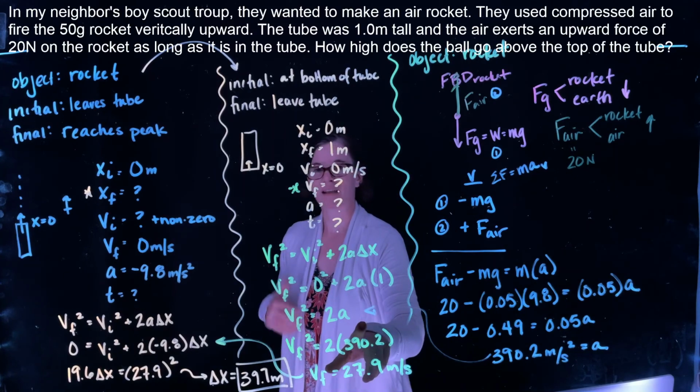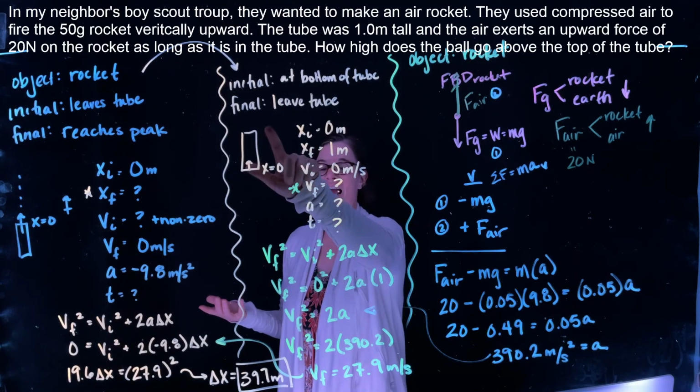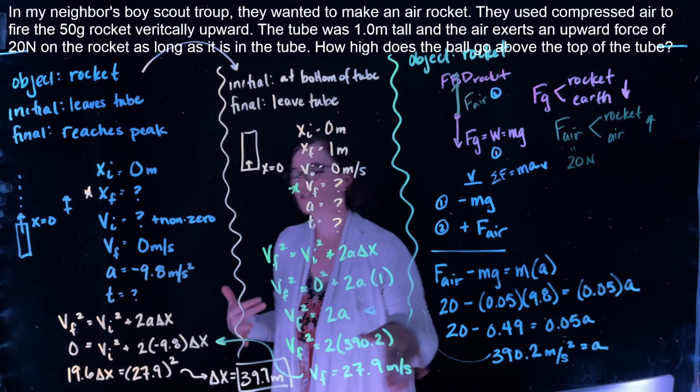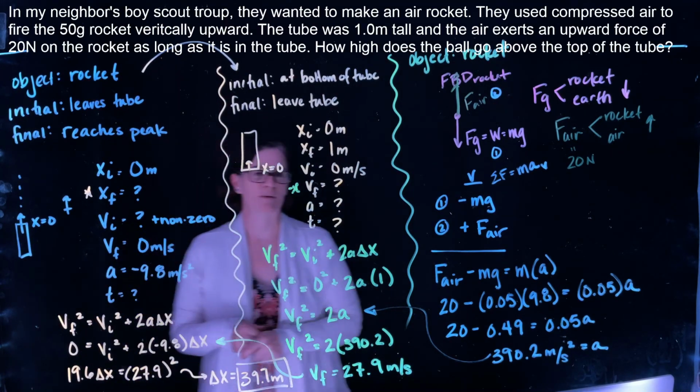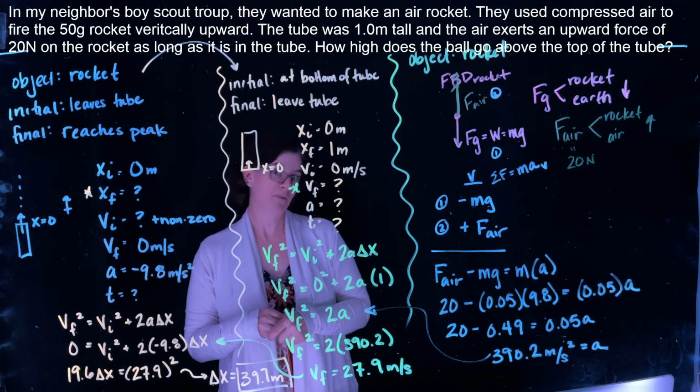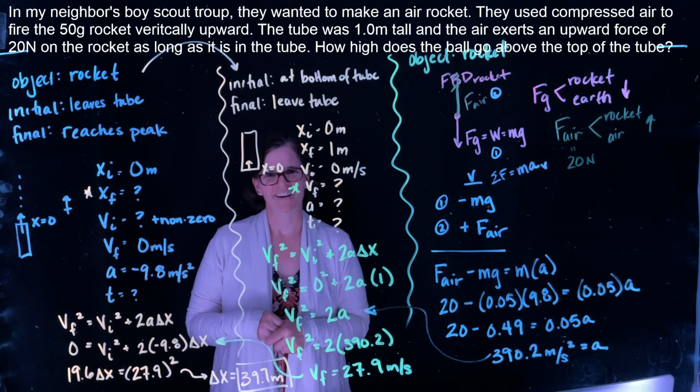I can solve for my acceleration. My acceleration then allows me to solve for the final velocity as the rocket exits the tube, which is the initial velocity as it enters the air, and I can solve for my maximum height. Pretty good rocket for those Boy Scouts. All right, good job.